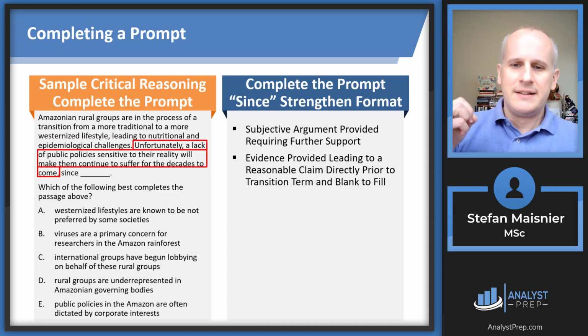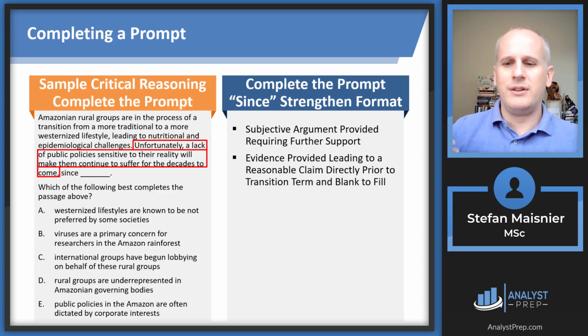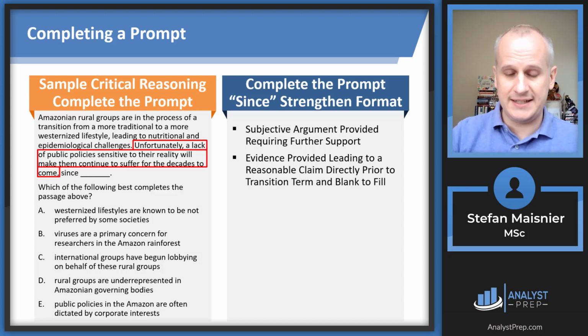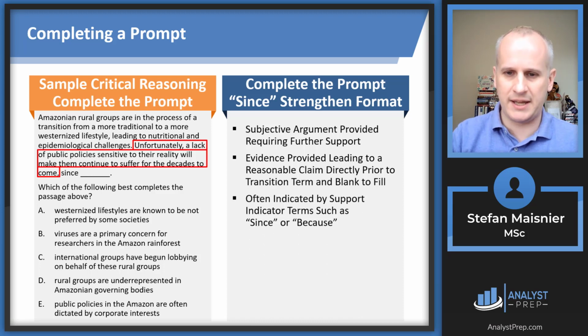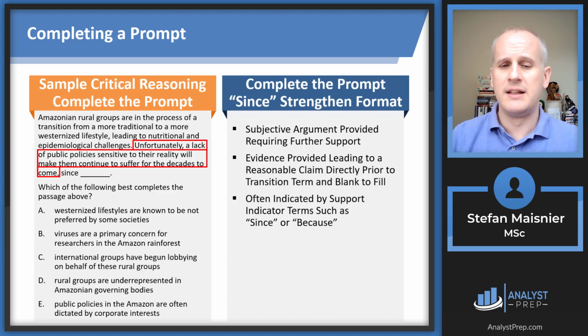Now, the evidence provided will lead to a reasonable claim that is directly prior to the blank to fill. So what that means is the since is the reasoning for the conclusion that came right before it. So our correct answer is going to be the evidence that we need to believe this claim that we've highlighted that comes immediately prior to the blank to fill. Again, these support indicator terms such as since or because often will indicate that what you're being asked with this style of complete the prompt question is to strengthen an argument, not just find something that would act as a conclusion. We actually want the support.